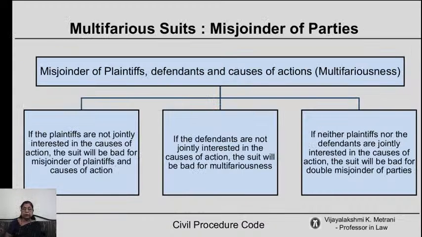So here let us discuss, as I said, multifariousness. What is multifariousness? Misjoinder of plaintiffs, defendants and causes of action. That is called as multifariousness.